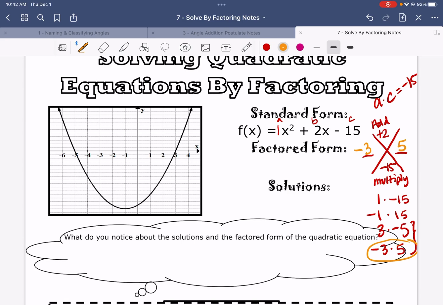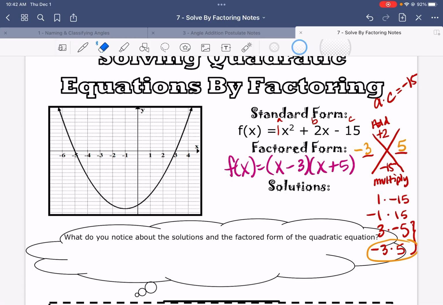So factored form for this equation would be f of x equals x minus 3 times x plus 5. If we divide by a, because you're supposed to divide by a, we'd be dividing by 1. So they would stay the same. Now, look at the graph.